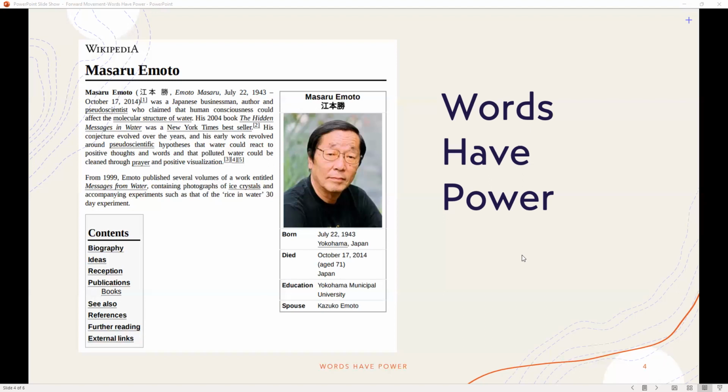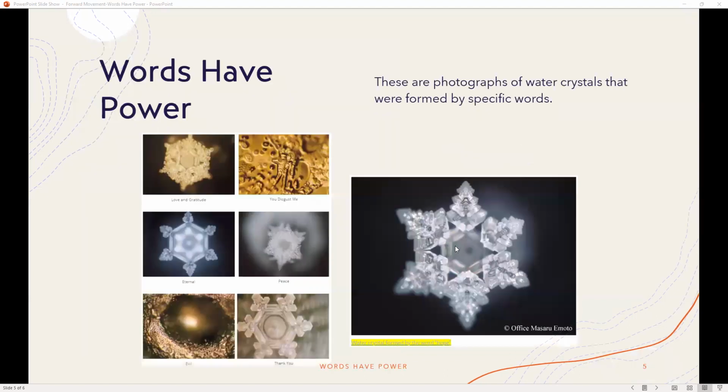So he was a Japanese businessman, an author, and pseudoscientist. Now that's Wikipedia's choice of words, so take it for whatever value it has to you. Who claimed that human consciousness could affect the molecular structure of water. He wrote a book about his experiments, and he started these experiments back in 1999, and he continued through, I believe, 2004 when he wrote his book. And I described earlier how he would take samples of water, expose them to various words, and then immediately freeze them and look at the crystals under the microscope.